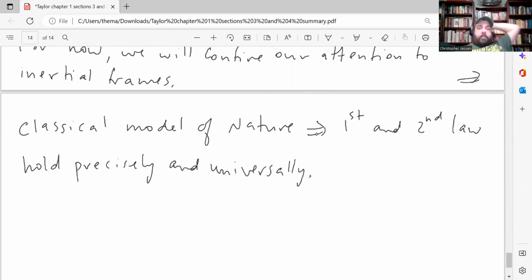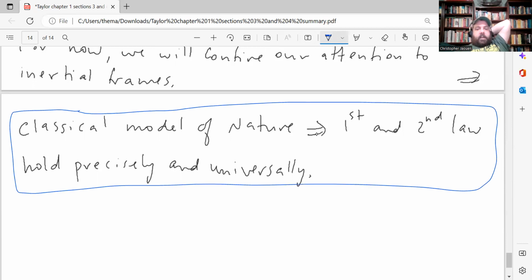Okay, and then lastly, he gives a definition, I guess, of what we would consider a classical model of nature, or physical model of nature. It's a model of nature in which the first and second laws hold precisely and universally. This is not something that holds true, for example, in quantum mechanics or in relativity. So classical mechanics, at least according to Taylor, is completely represented by models that follow this rule. All right, so that's basically sections 1.3 and 1.4.